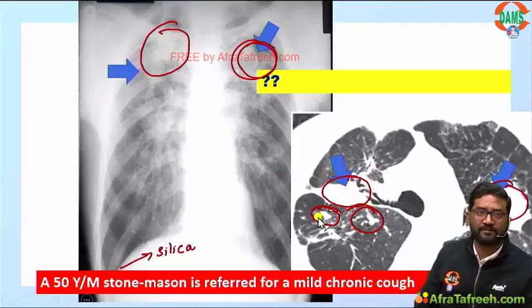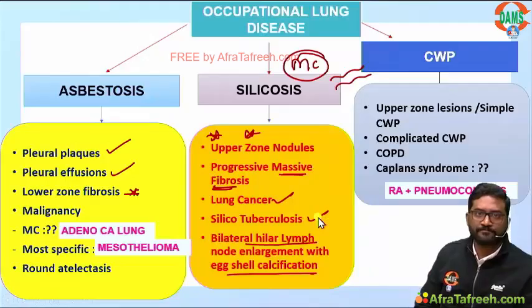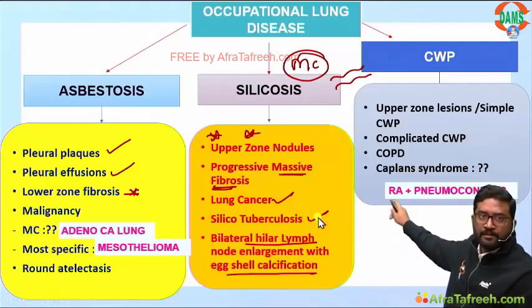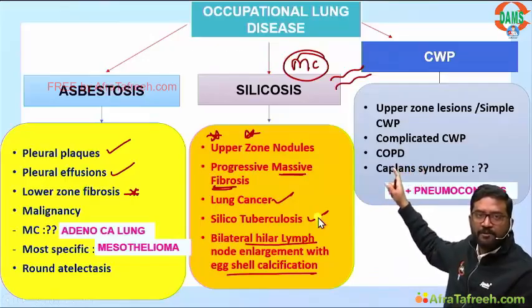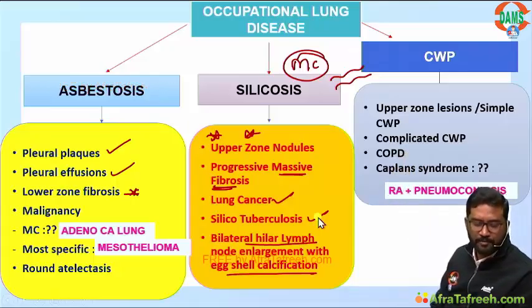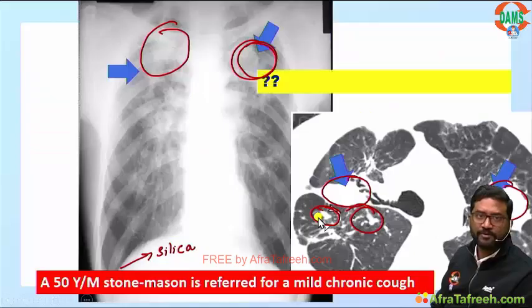This combination. So previous slide. This is the slide. Okay. So asbestosis, mesothelioma, adenocarcinoma, lower zone. Silicosis, upper zone. Coal worker's pneumoconiosis is also upper zone. Caplan syndrome, rheumatoid arthritis with pneumoconiosis.